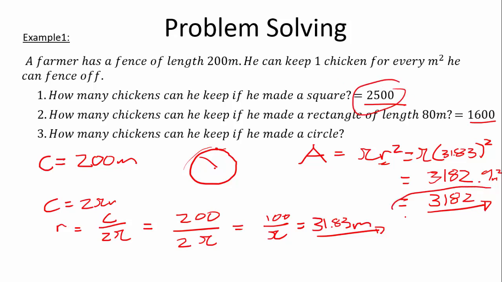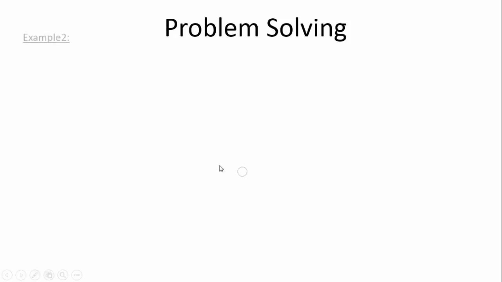As you'll figure out, a circle is the most efficient way to get the biggest area with the smallest amount of perimeter or circumference. And that is what we've learned here in this example. Let's go on to another example.